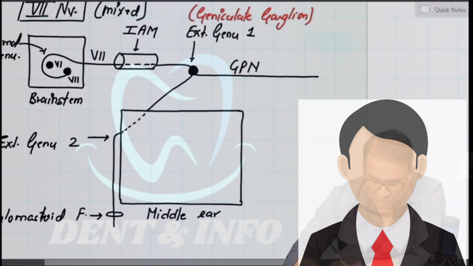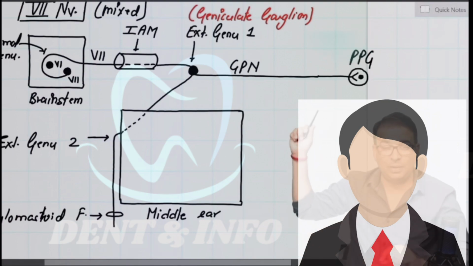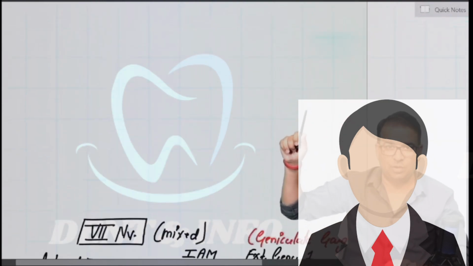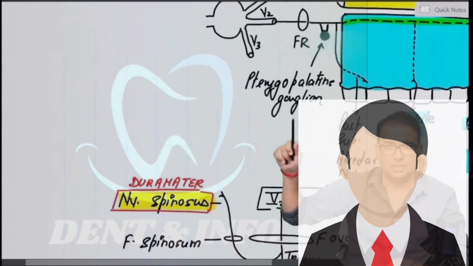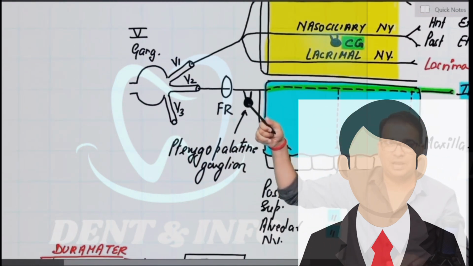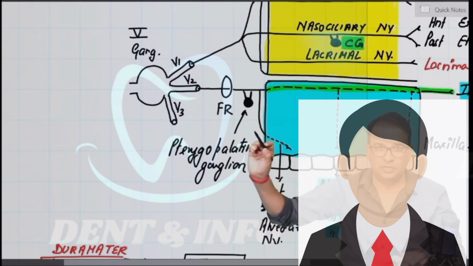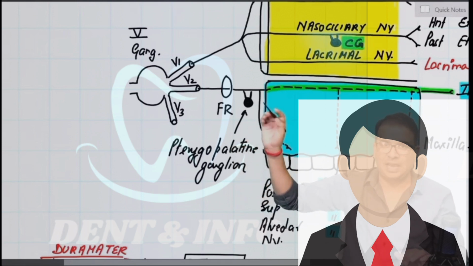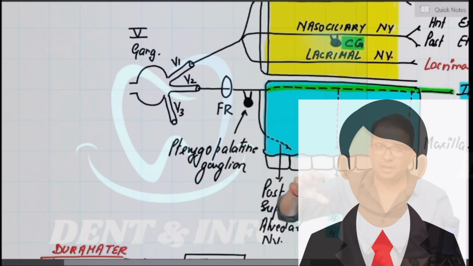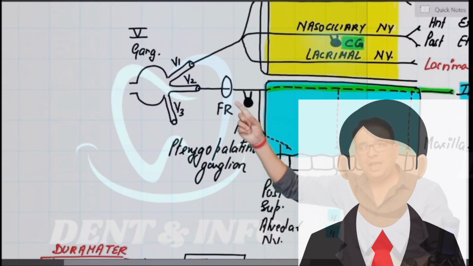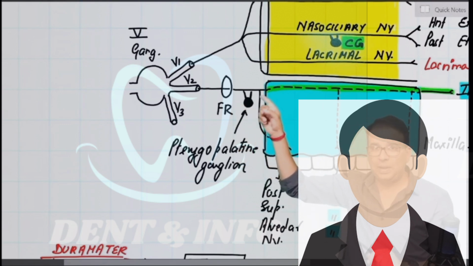And what this greater petrosal nerve will do is go ahead and relay in a ganglion, and that ganglion is the pterygopalatine ganglion. This is the same ganglion that we wrote earlier here. Let me bring it back for you. Look at that, that's the pterygopalatine ganglion there. So the facial nerve's branch will come and relay inside the pterygopalatine ganglion. The greater petrosal nerve will come separately from somewhere and relay into this ganglion, the pterygopalatine ganglion.